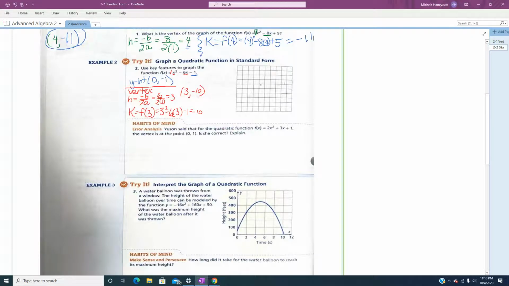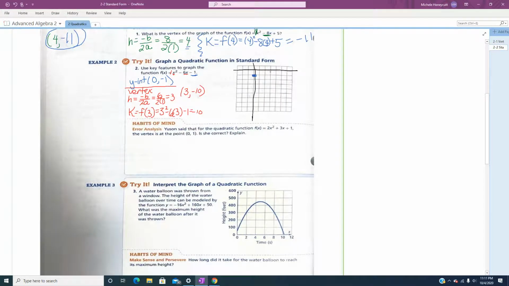Okay, so now I'm going to plot these. Let's erase that mark. Okay, so I'm going to try to draw these as best as I can. I see that my vertex is 3, negative 10, which is pretty low, so that tells me I should probably put my x-axis up here, and maybe put the y-axis somewhere like right there. So 0, negative 1 is this point right here. Here's my y-intercept. And then 3, negative 10.